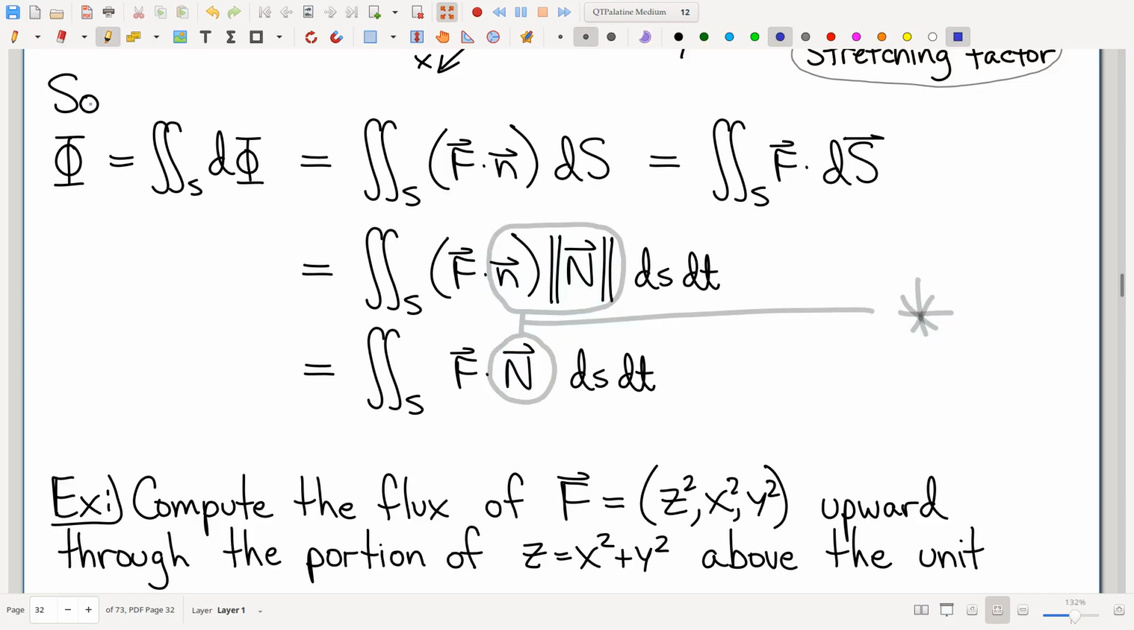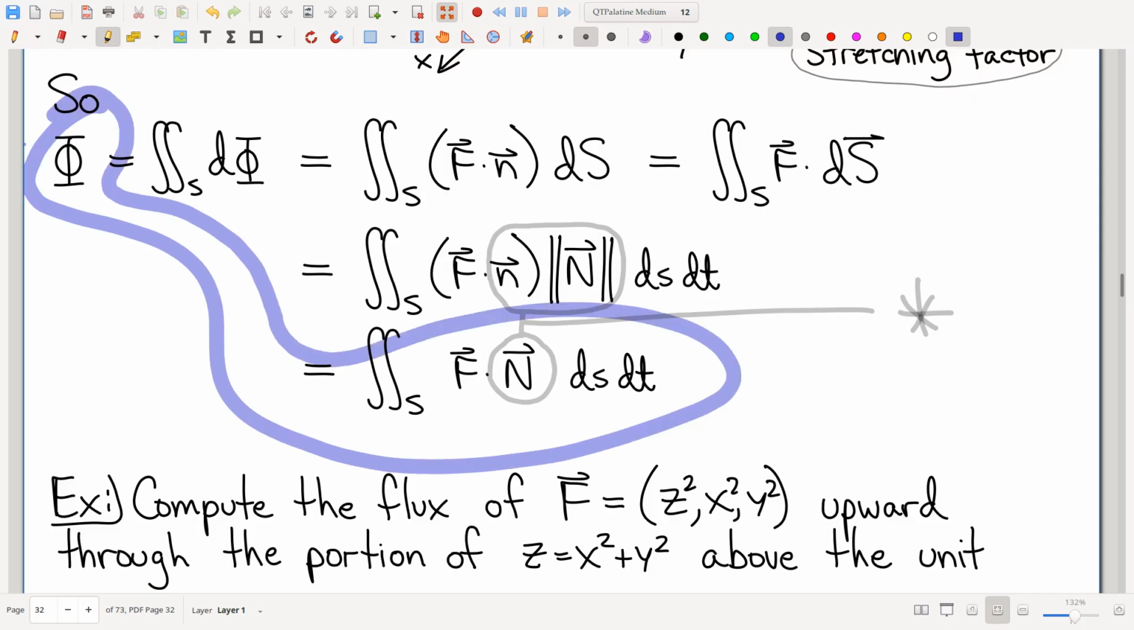What I'd like to do for the moment is let's just go ahead and put one in the win column. What we have here, after all, is a nice, handy formula for computing flux, everything in terms of the parameterization. See, this is a double integral, right? Pulled back, it's just the double integral in the parameter space.